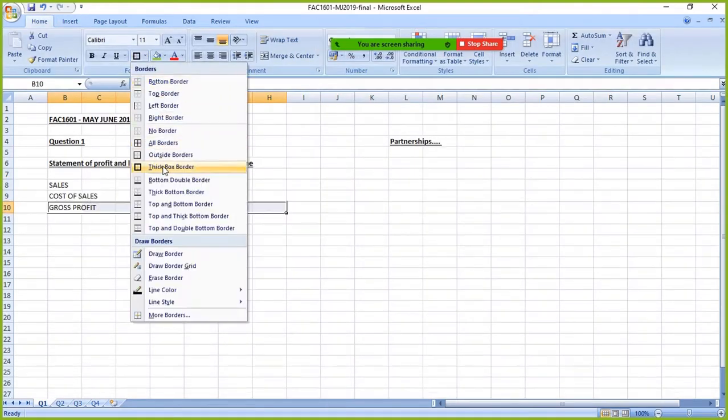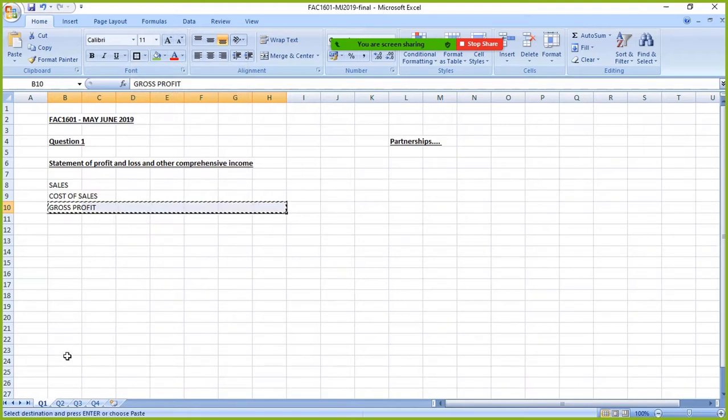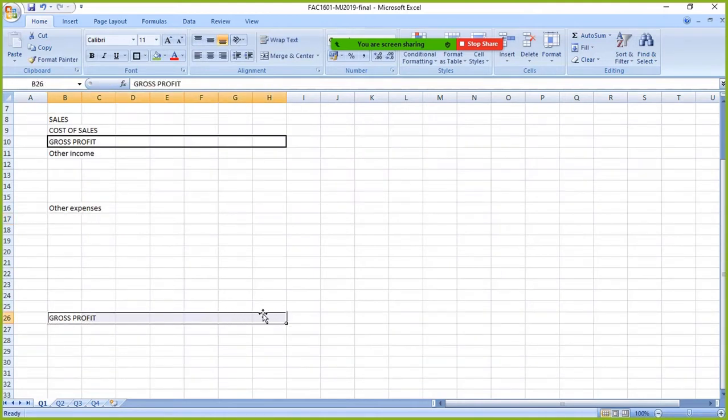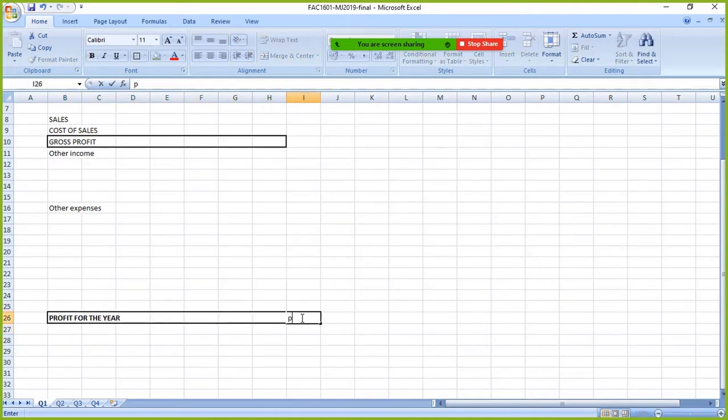All right, obviously templates take a bit of time to draw up, but I'm going to keep it simple. Other income, other expenses. Okay, notice there won't be any tax because this is not a separate legal entity. Obviously this profit will be posted to the appropriation account.